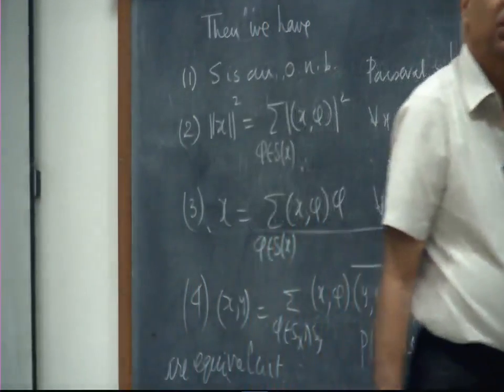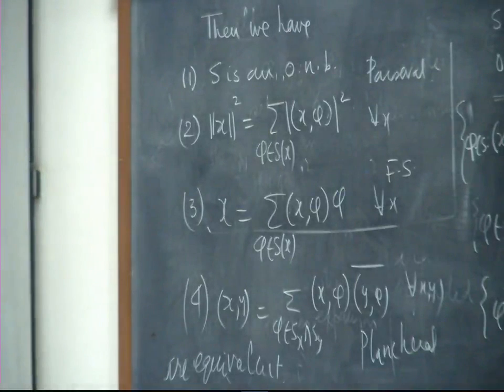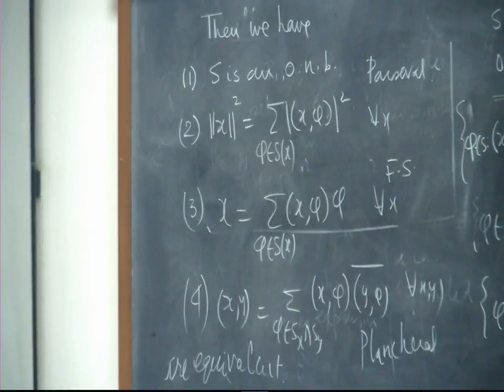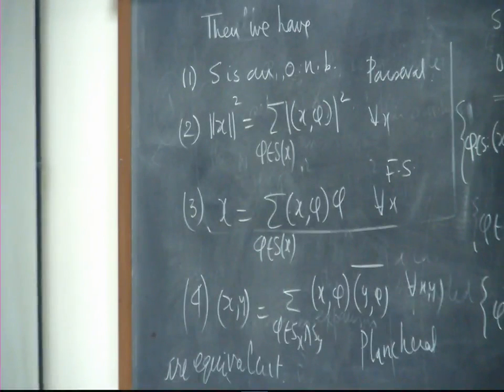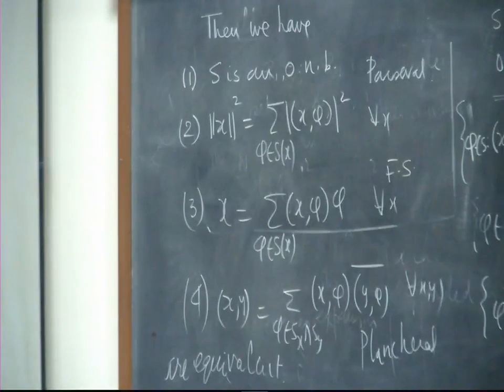So, the moment you have an orthonormal basis, whether the basis is finite or countably infinite or uncountably infinite, all these things are valid. We have the Fourier series, we have Parseval's identity, we have Plancherel's formula. Okay? Right.